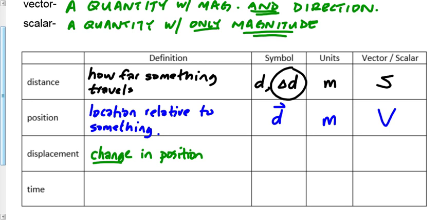Yeah. CJ. Yeah, we're going to say delta D, change with a little arrow over top of it. Position is D with the arrow. Change of position is delta D with the arrow. Units would be meters. Vector or scalar? It's a vector. You know that because it's dependent upon position, but you just look at the symbol, right? The symbol has a little half arrow over top of it. It's got to be a vector.